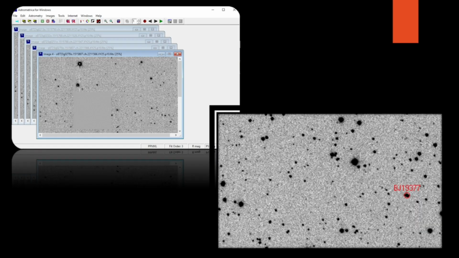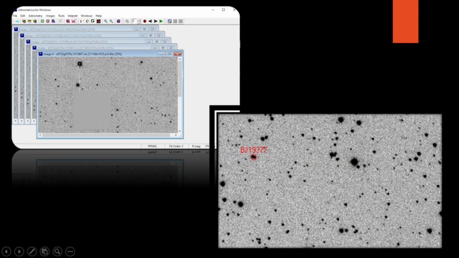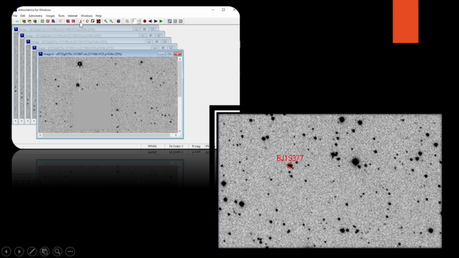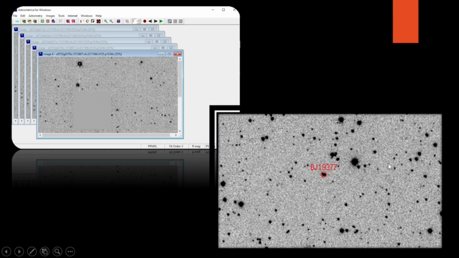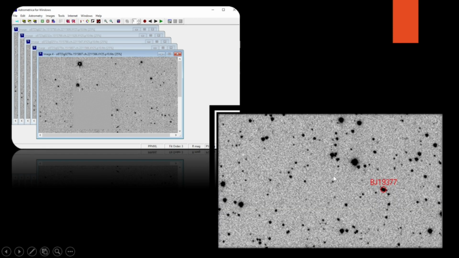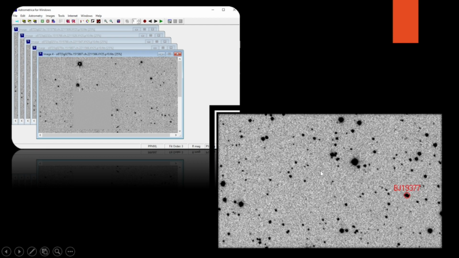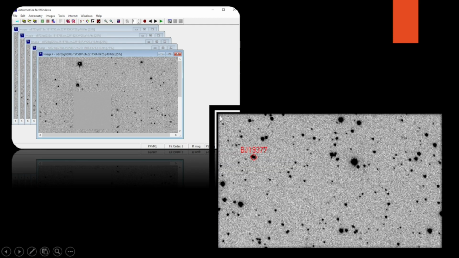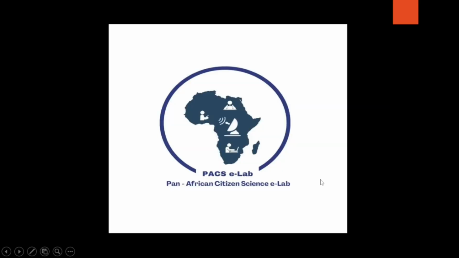So, and we are registered with them. Here is the software we use for the registration. And here is how it works. So this is the asteroid moving in this frame. We're going to train you on how to use this software to search for asteroids.